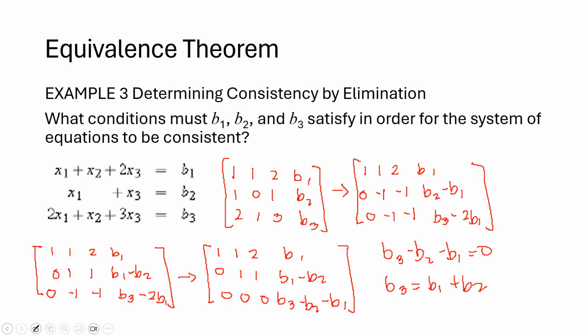To express this condition another way, Ax equals B is consistent if and only if B is a matrix of the form B sub 1, B sub 2, and B sub 1 plus B sub 2.